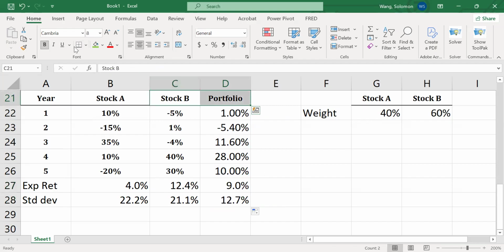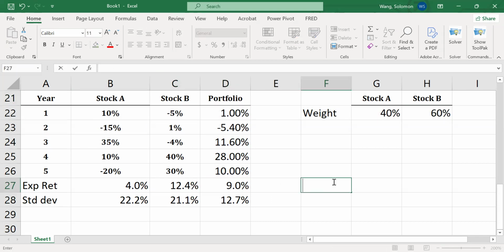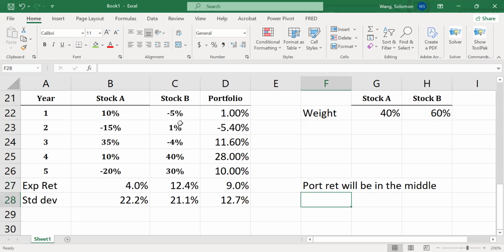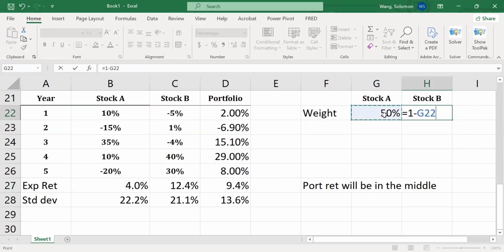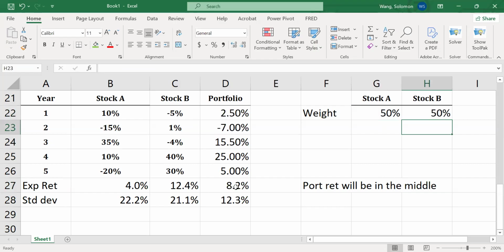So I form a portfolio. You see the portfolio return will be in the middle. The maximum is 12.4%, the minimum is 4%, and 9% is just in the middle. So if I do 50-50, I use 1 minus that. If I do 50-50, it's in the middle between 4 and 12.4. If I use a 20-80, it's still in the middle. So 40-60 is in the middle.